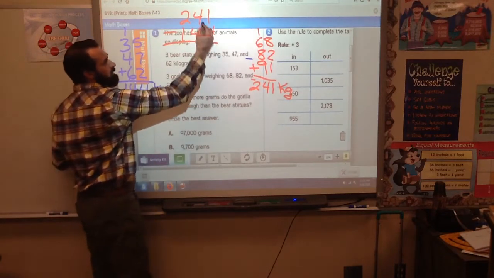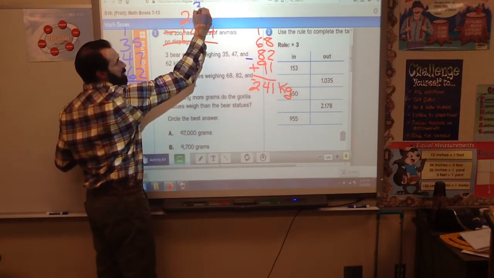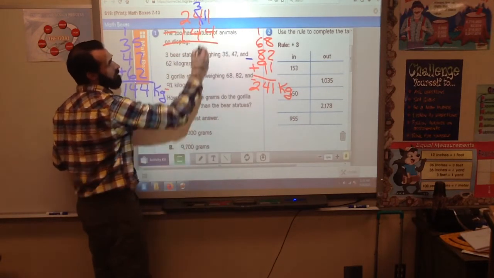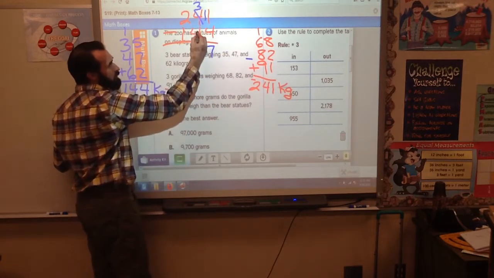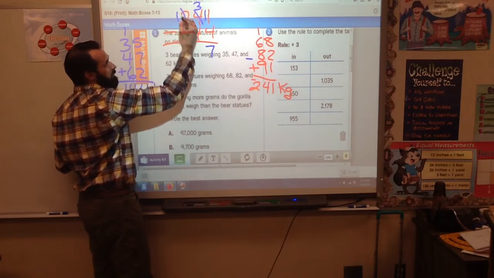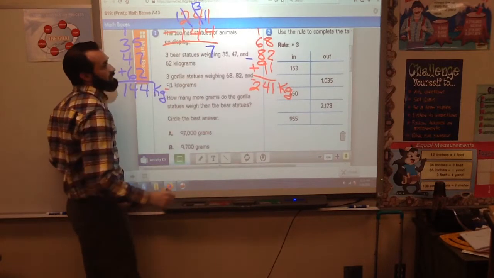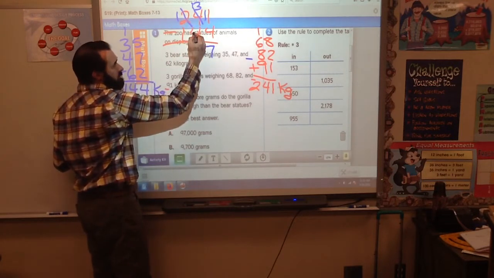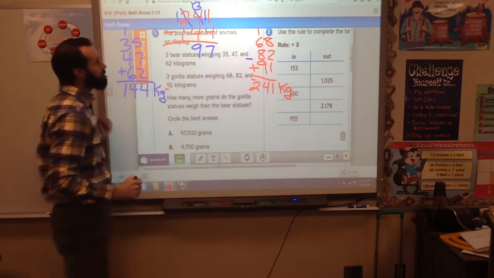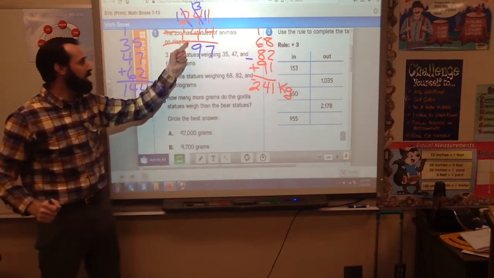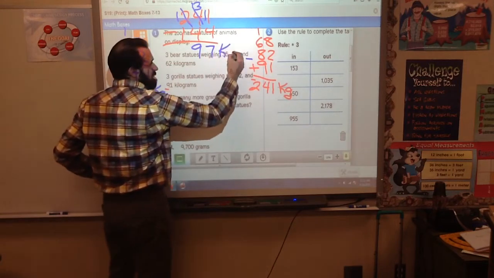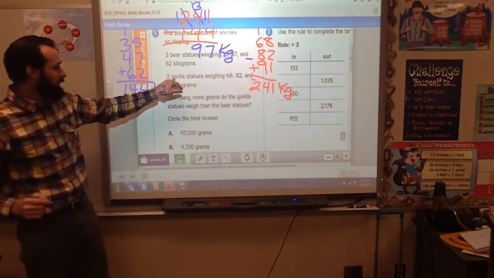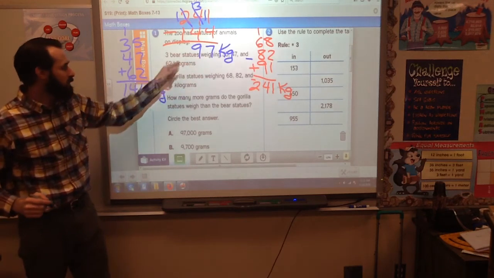You can't go 1 minus 4, so you cross out the 4, you make that a 3. This becomes 11. 11 minus 4 is 7. You can't do 3 minus 4, so cross out the 200, make it a 100. This becomes 13 tens. 13 tens minus 4 is 9. You can just think of it like a 13 minus 4. 1 minus 1 is 0. So you get 97 kilograms. The gorillas weigh 97 kilograms more than the bears.